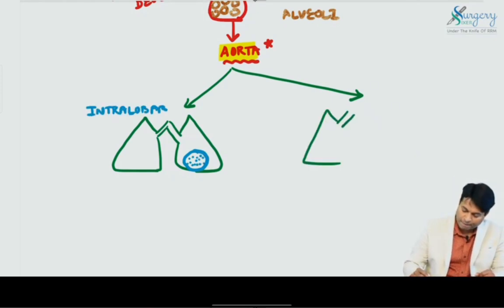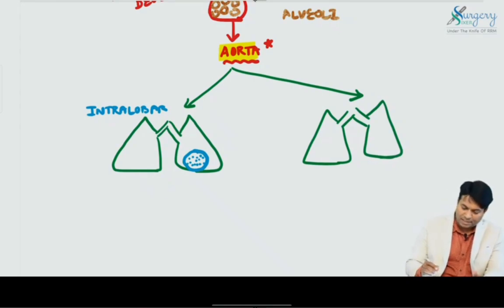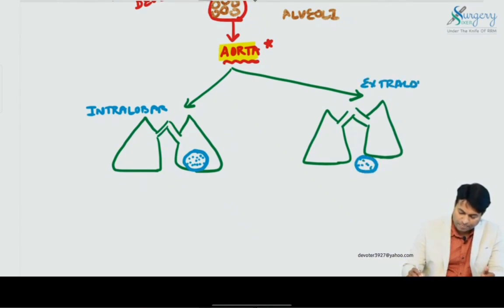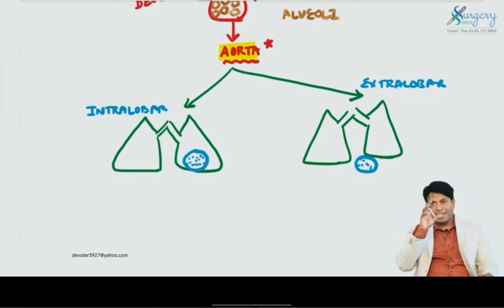Another sequestration: the normal lung is present, and there is a sequestration outside, like this, outside of the lungs. So this is extralobar sequestration. Intralobar sequestration is within the lung parenchyma. Extralobar is outside the lung parenchyma.